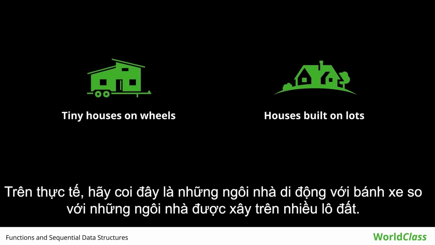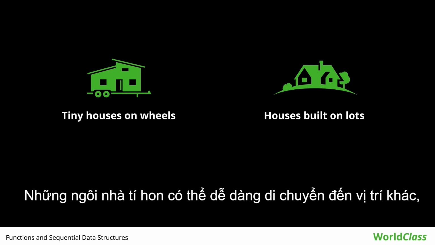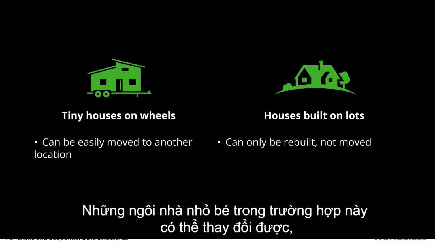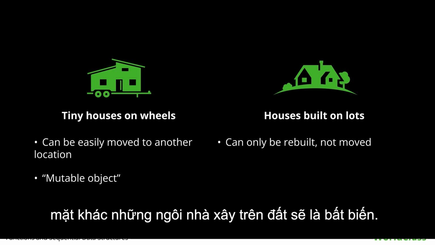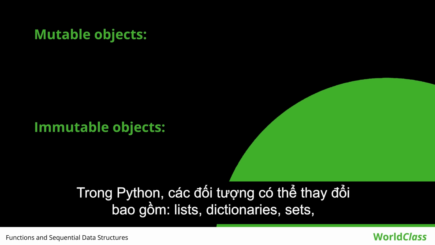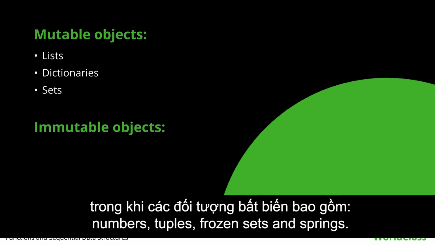I'd like to think of this as tiny houses on wheels versus houses built on lots. Tiny houses can be easily moved to another location, while houses built on lots can only be rebuilt, not moved. Tiny houses in this case would be mutable. Built houses, on the other hand, would be immutable. When coding, you need to consider the immutability of some sequential data structures. In Python, mutable objects include lists, dictionaries, and sets, while immutable objects include numbers, tuples, frozen sets, and strings.